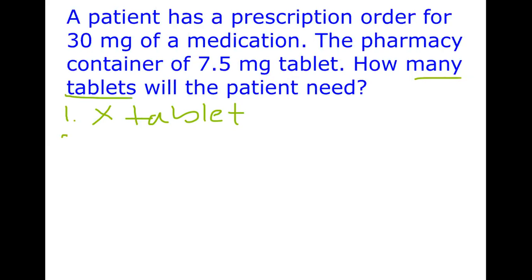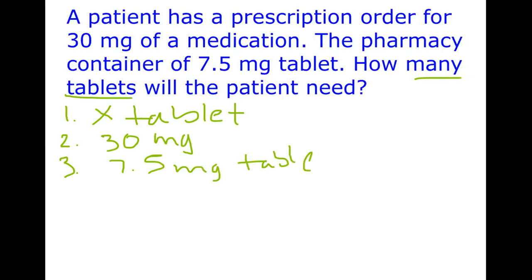Step 2. The order is for 30 milligrams. Step 3. The pharmacy has 7.5 milligram tablets. I don't see any information that we don't need. I already forgot this.